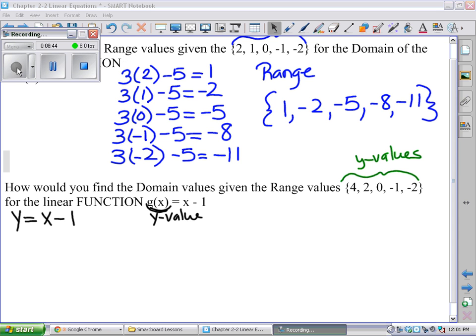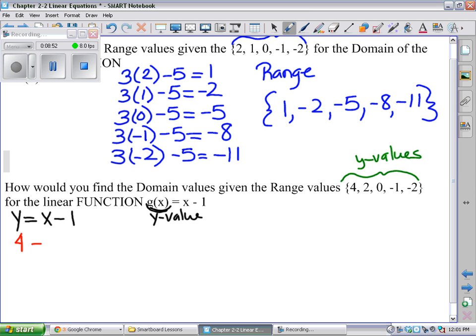Okay, so now we're plugging in the range values. So it will be 4 equals x minus 1, and now we just have to solve for x. So add 1 on both sides, and x equals 5. And you would just continue this process.